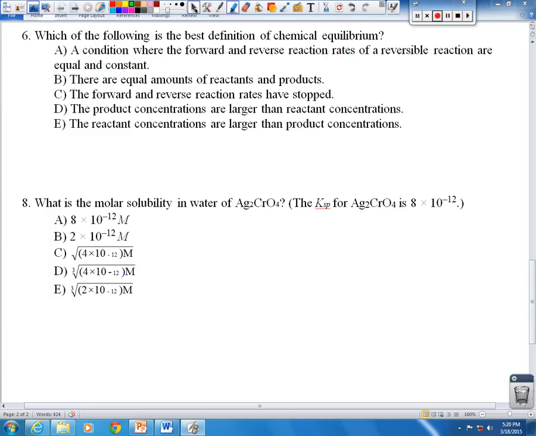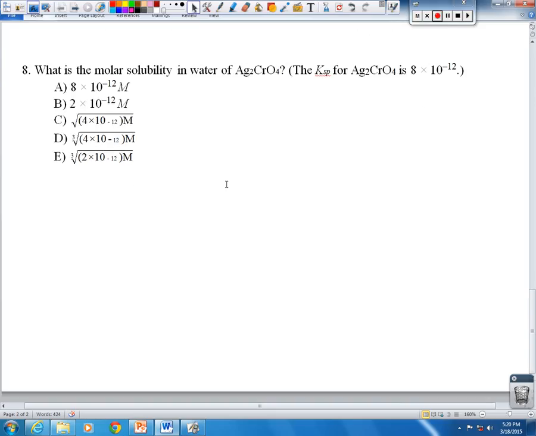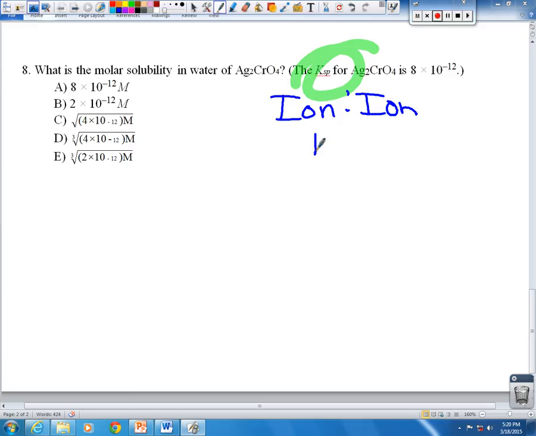Okay? All right, last one. Number 8. The molar solubility in water of Ag2CrO4, the KSP is. So when you see KSP, what's the first thing you need to think? What is it? Ion to ion, right? What is our ion to ion for Ag2CrO4? All right, what is your S value for 2 to 1?